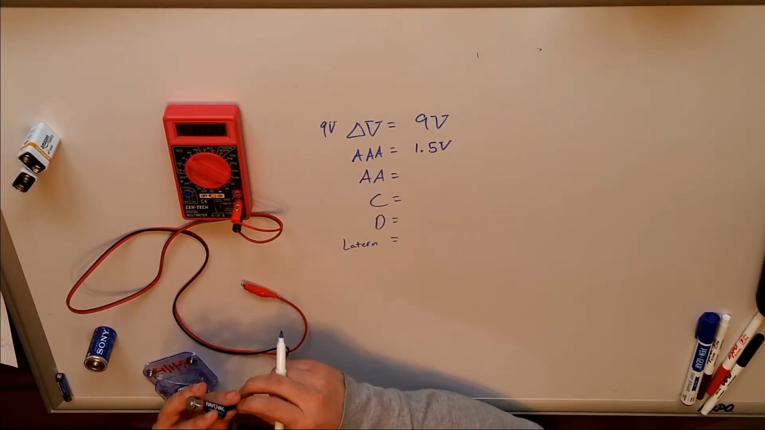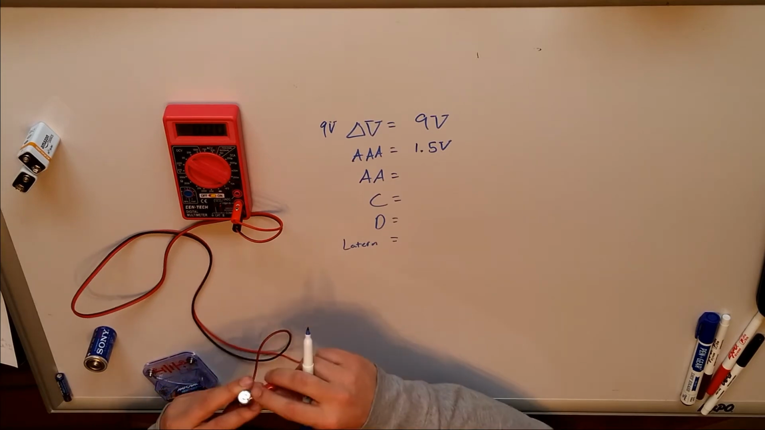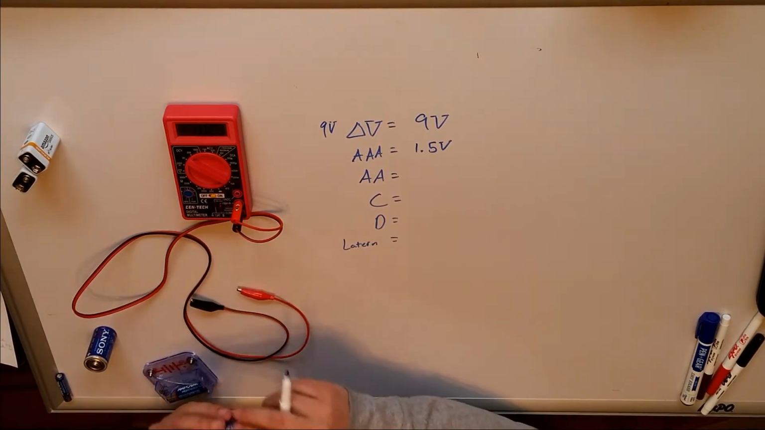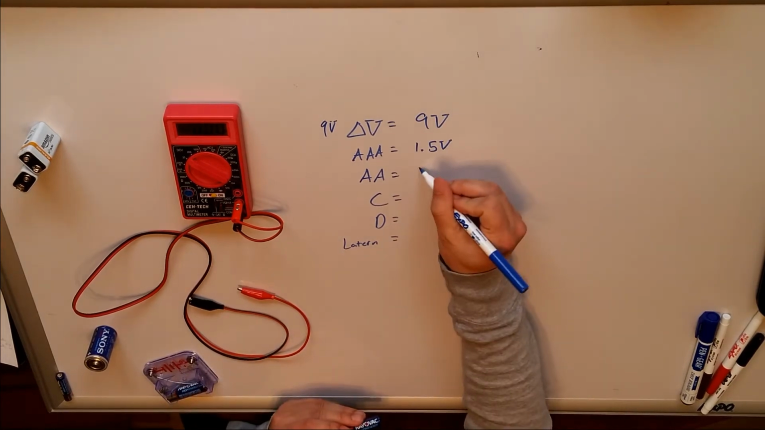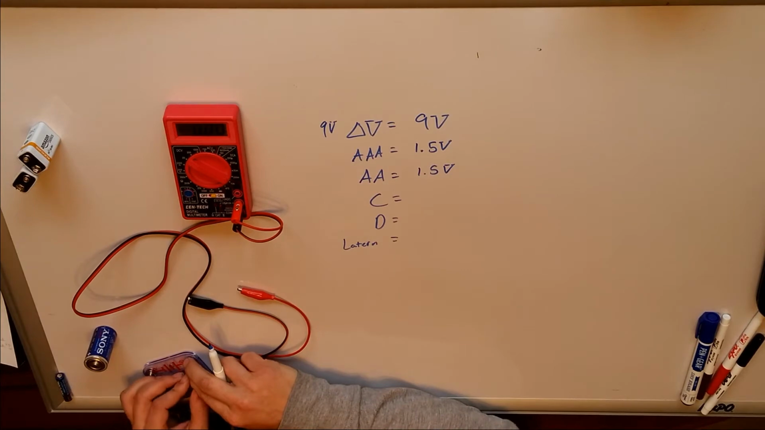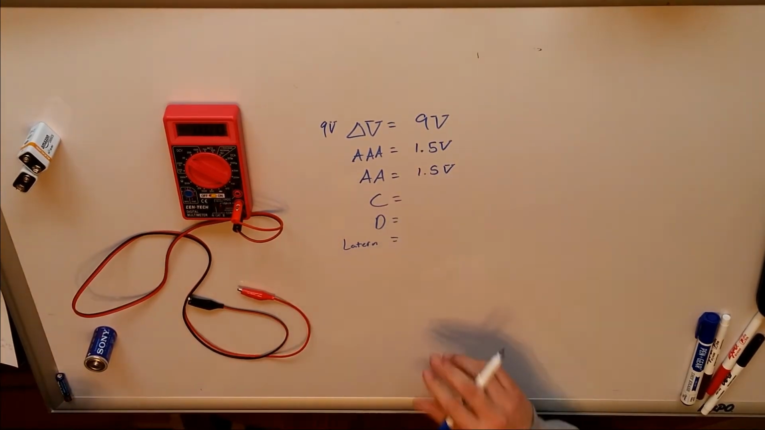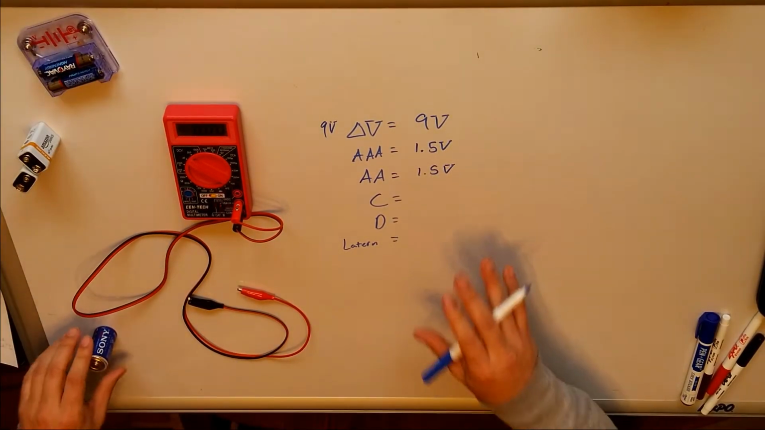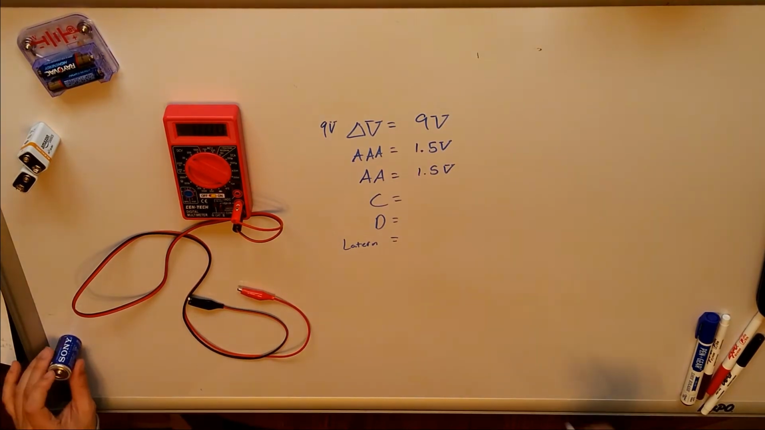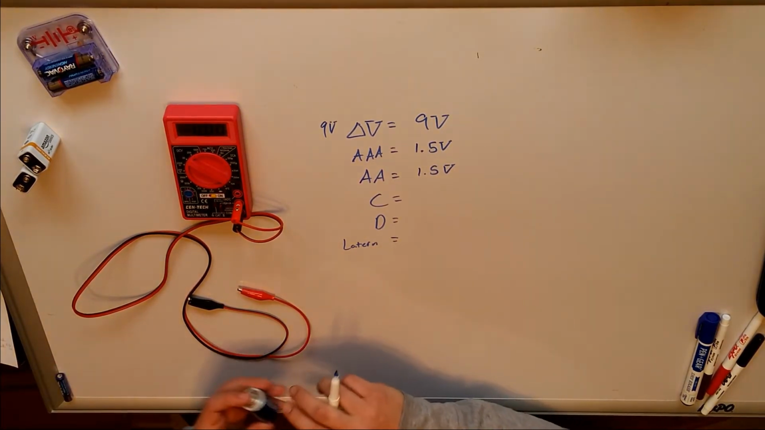If I check a AA, now these have been used a little bit, but let's see what they come up with. Negative here, positive over here. 1.59 volts. These are also spec'd at 1.5 volts. Now, I usually go through and ask my students as we start going through this, start off with the AAAs, point out that they're 1.5, and I ask what the AA is, and they usually guess something like 3 volts. They're a little surprised when that one's also 1.5 volts.